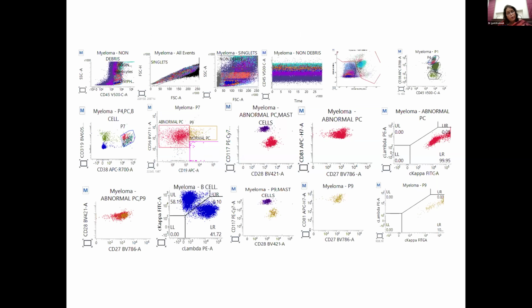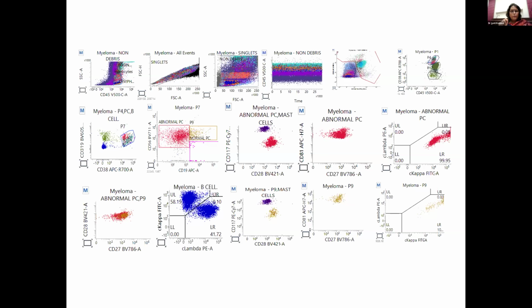This is just to show the flow. Now, here's a very interesting thing. We have gated, if you can see in the second row, the abnormal plasma cells as red and the normal CD19 positive plasma cells as yellow. If you look at the aberrancies taking CD28, 27, 117 and clonality, the red ones are all clonal. And you can see the blue is kappa lambda of the normal B cells, which are polyclonal. But if you look at the last row, these yellow cells are showing the same aberrancy as the abnormal plasma cells. And they are also kappa clonal.